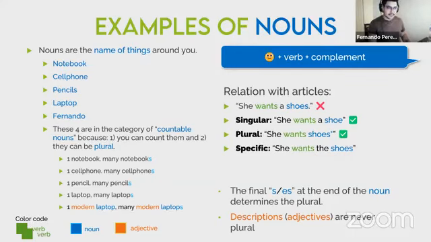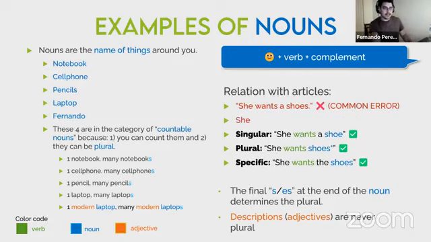Many students make this mistake. The mistake over here. Collocating the article a together with a plural noun. This is a common error, common mistake. Okay, so when you are doing the exam, when you are speaking, it's necessary to identify the other. And another common error. When you say she wants shoes.